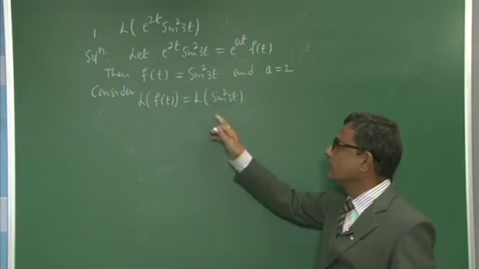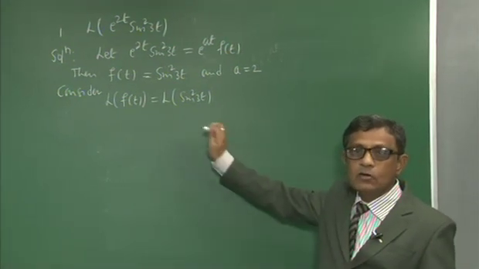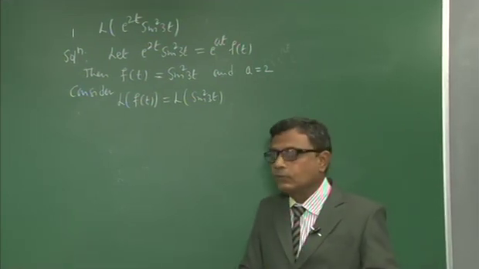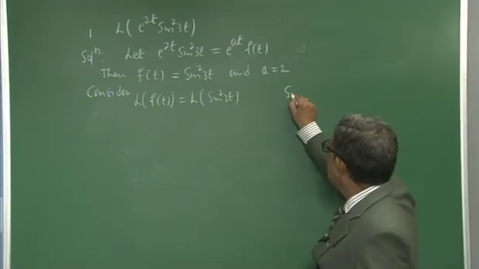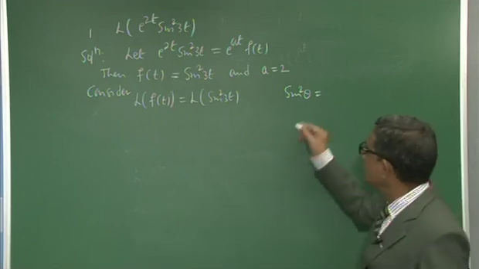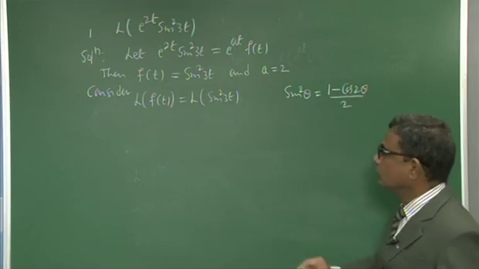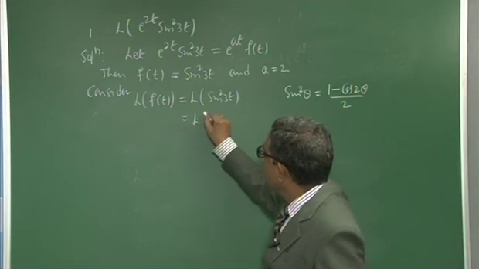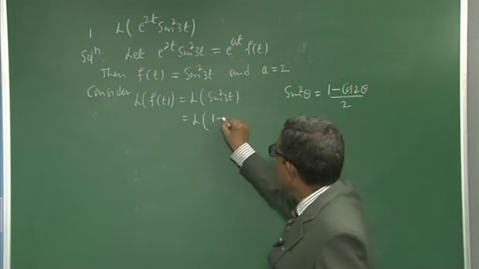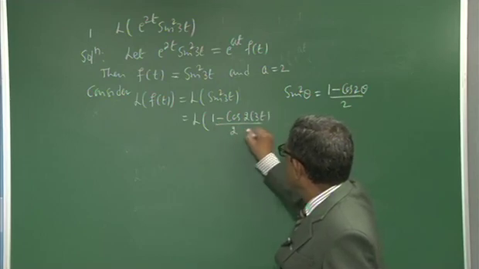How will we find the Laplace transform of sin square 3t? Here the function is a trigonometric function, so you have to use the corresponding trigonometric formula. What is the sin square theta formula? You must know the basic trigonometry formulas. Sin square theta is 1 minus cos 2 theta by 2. Now we can write, by using the formula, theta is 3t here: 1 minus cos 2 into 3t divided by 2.